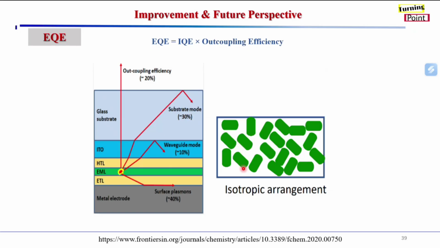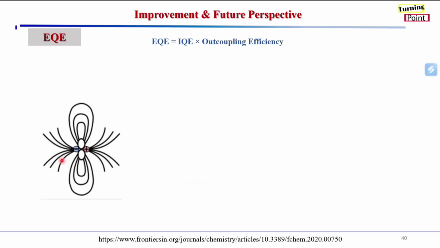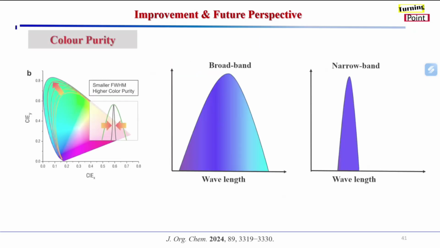Generally, for isotropic arrangement of the molecules, the outcoupling efficiency reaches up to 20%. And as we know, the emission always occurs perpendicular to the dipole of the molecule. Therefore, if we arrange our molecules in a horizontal arrangement, we will get outcoupling efficiency up to 45%. And to increase the color purity, we need narrow band emissions, because in broadband emissions, the color mixing probability increases. As we see here, the blue light is mixed with the greenish blue region and also some purple color. Therefore, color purity decreases. But in narrow band emissions, the color mixing probability is minimized.